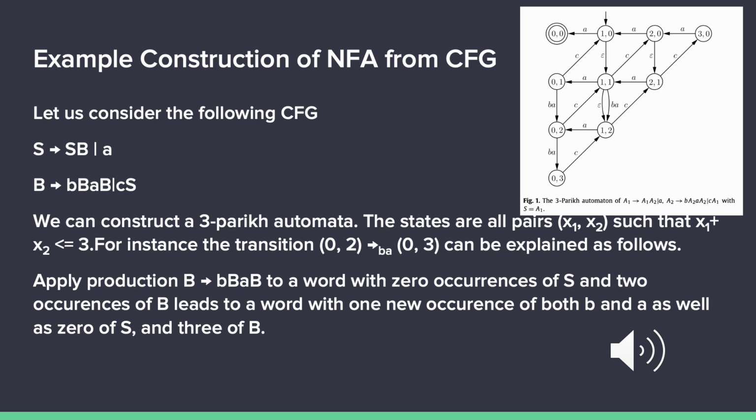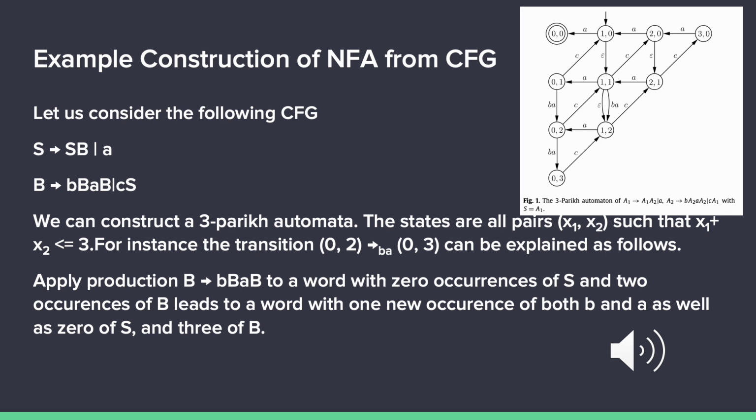Now let's consider the transition (0, 2) goes to, under BA, (0, 3). And we can explain this as follows. We apply a production B goes to B, capital B, A, capital B, to a word with 0 occurrences of S and 2 occurrences of B. And now this leads to a word with 1 new occurrence of both B and A, as well as 0 of S and 3 of B.